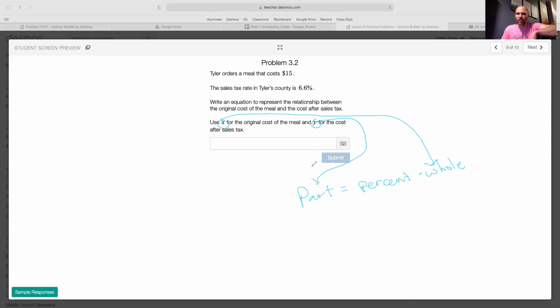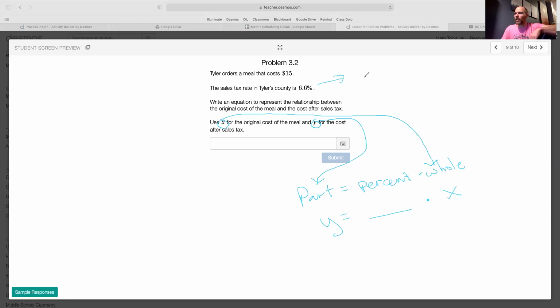That's sort of like our part in this case, right? And so let me just replace these two things. Y equals something times X. That's all I did: I put the Y where the part goes and the X where the whole amount goes.